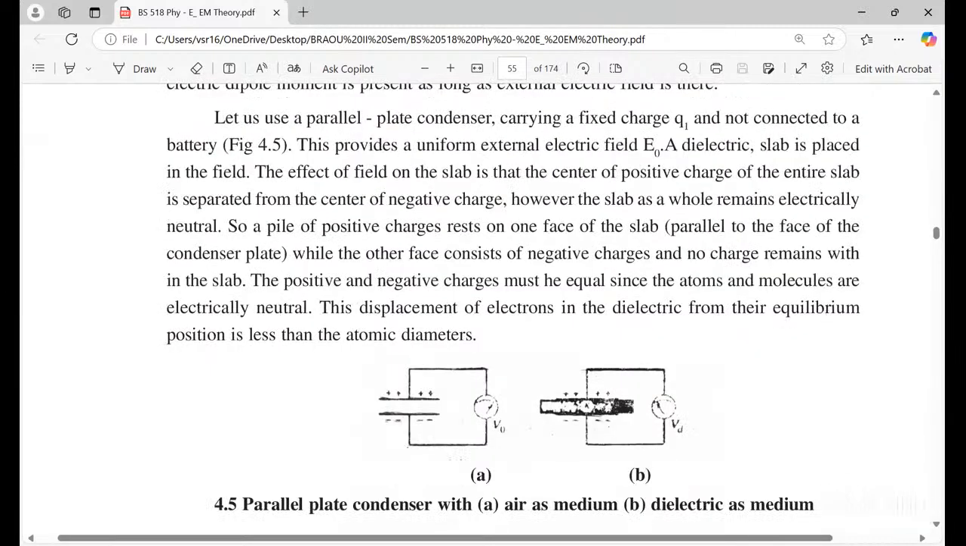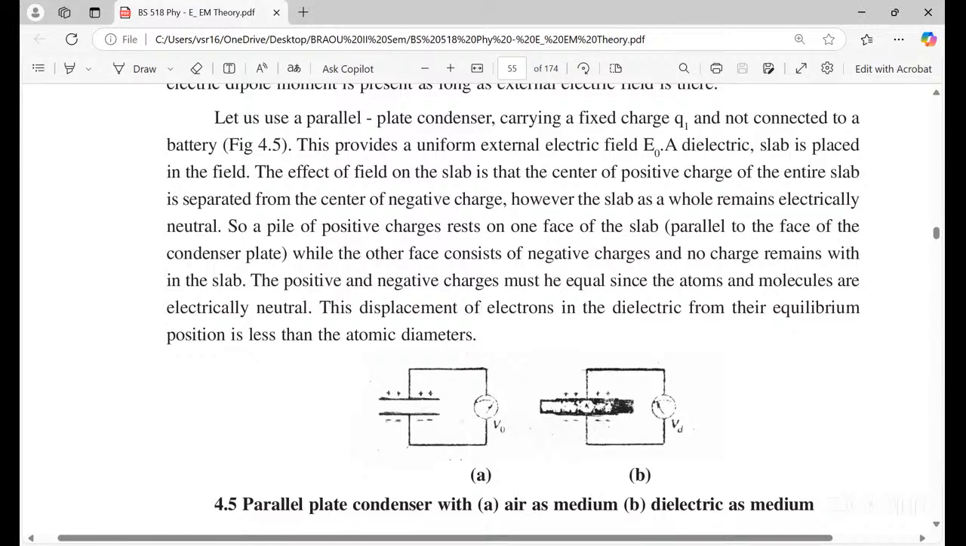From this, the effect of the field on the slab is that the center of positive charges of the entire slab is separated from the center of negative charge. But the slab as a whole remains electrically neutral. So positive charges rest on one face of the slab, while the other face has negative charge, and no charge remains within the slab. Therefore, the positive and negative charges must be equal, since the atoms and molecules are electrically neutral.